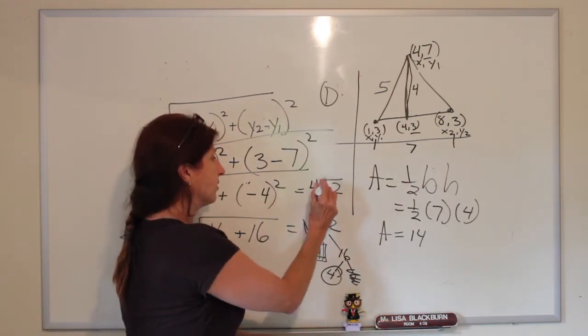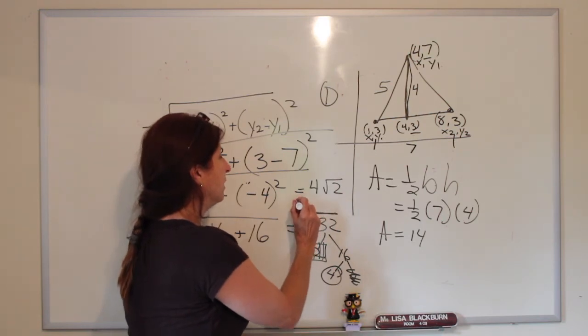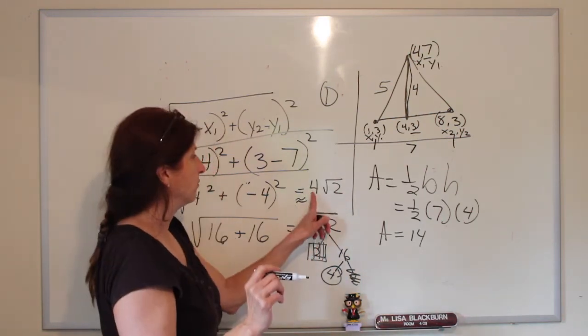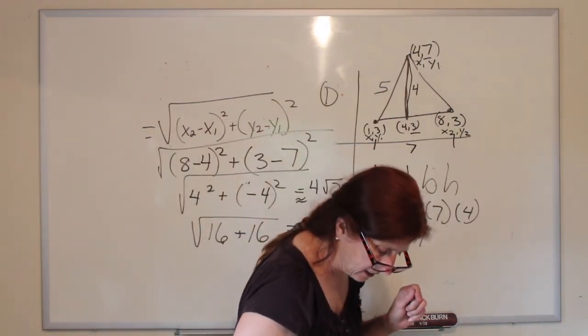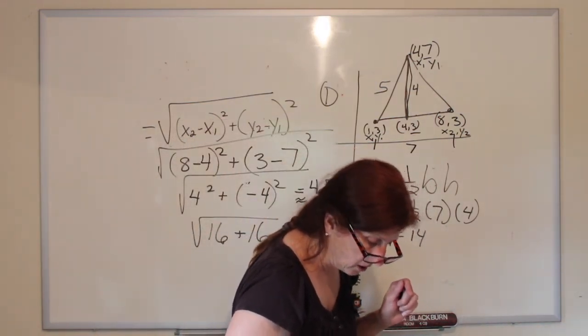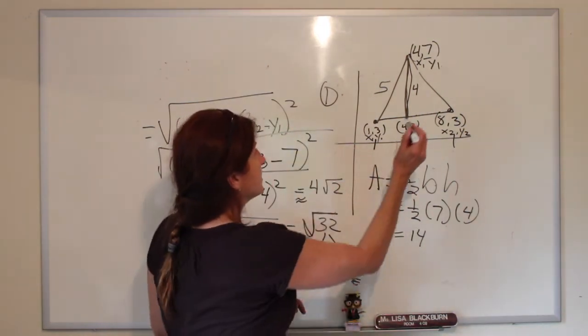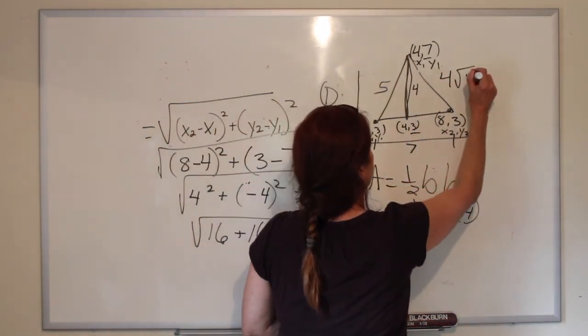You can put this in your calculator and you can get the approximate value by doing 4 times the square root of 2. Did they give us that? No. But I did the whole thing. Okay, so this is 4 times the square root of 2.